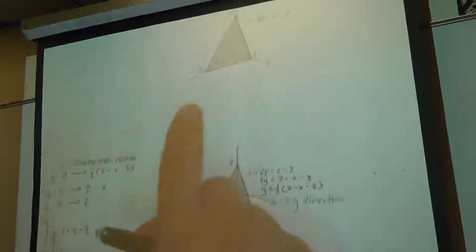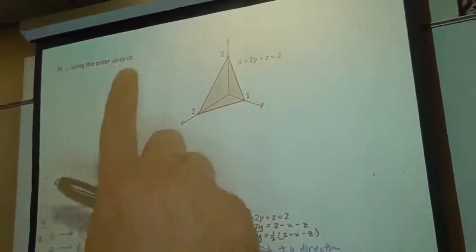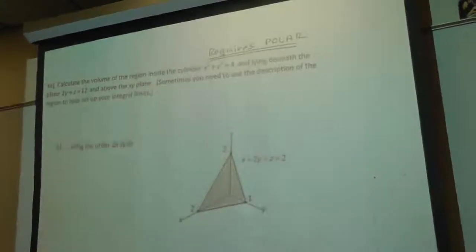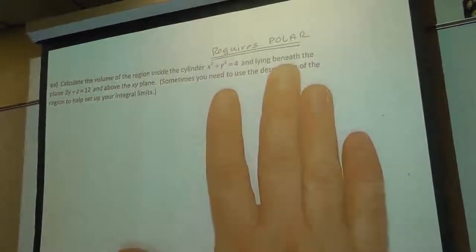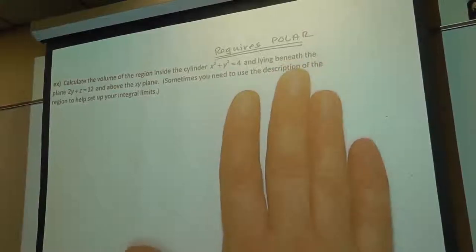So I'll double check what these limits are before I scan it in. So if you want to test yourself to set up the x, y, z order, I'll answer this before I scan it in so you can compare your answer to mine and see if you get it right. Okay. And this, my friends, is the reason I had to switch the positions of polar and triple integrals, because of the setup of this particular integral right here.